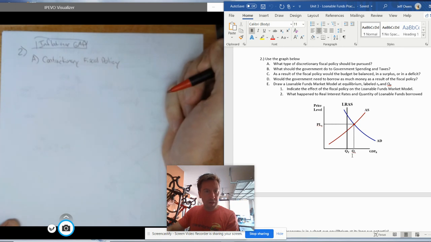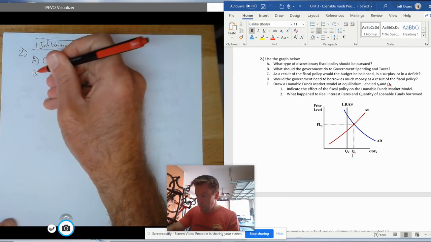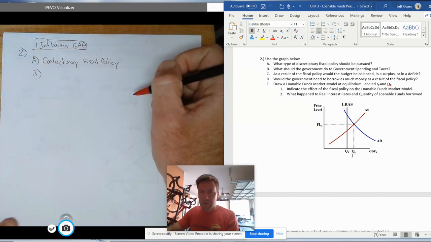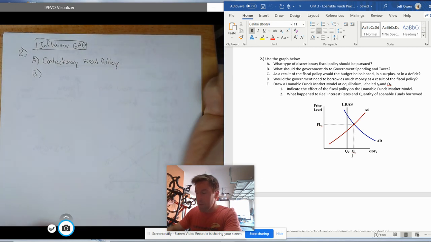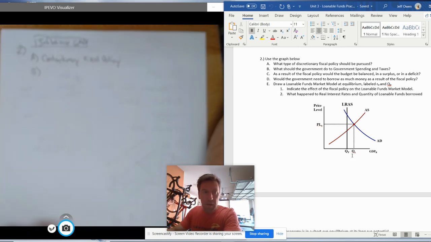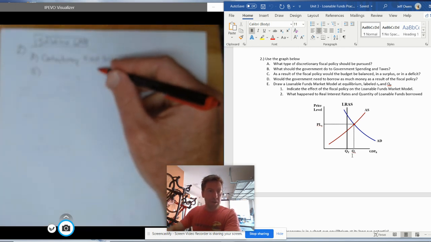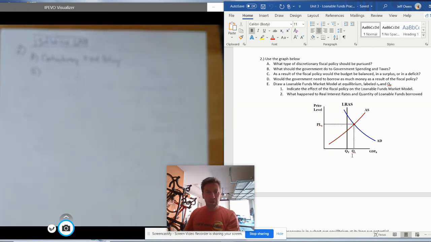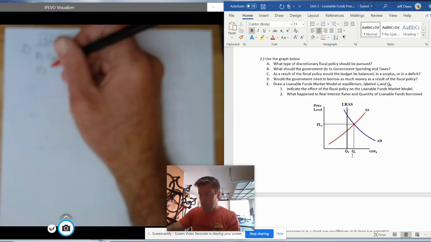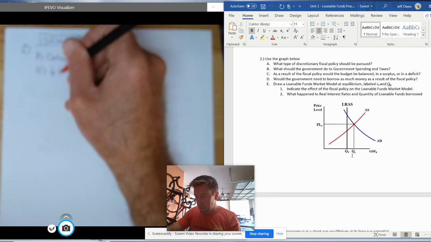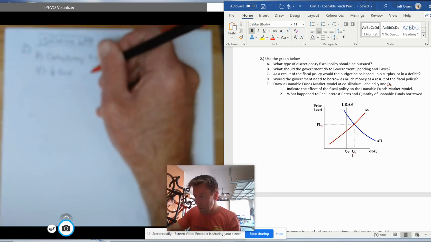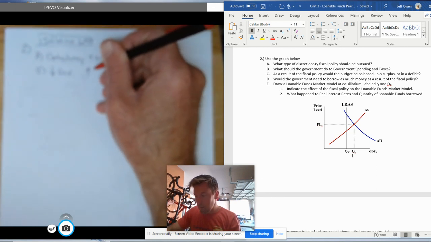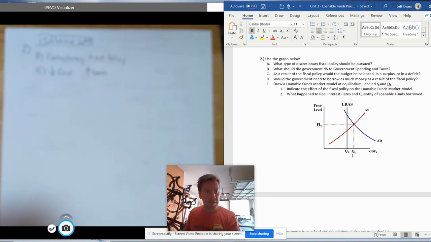Contractionary fiscal policy. So B was what should the government do to government spending and taxes? Contractionary fiscal policy is going to be the opposite of our expansionary fiscal policy. So here we want to decrease government spending or increase taxes.